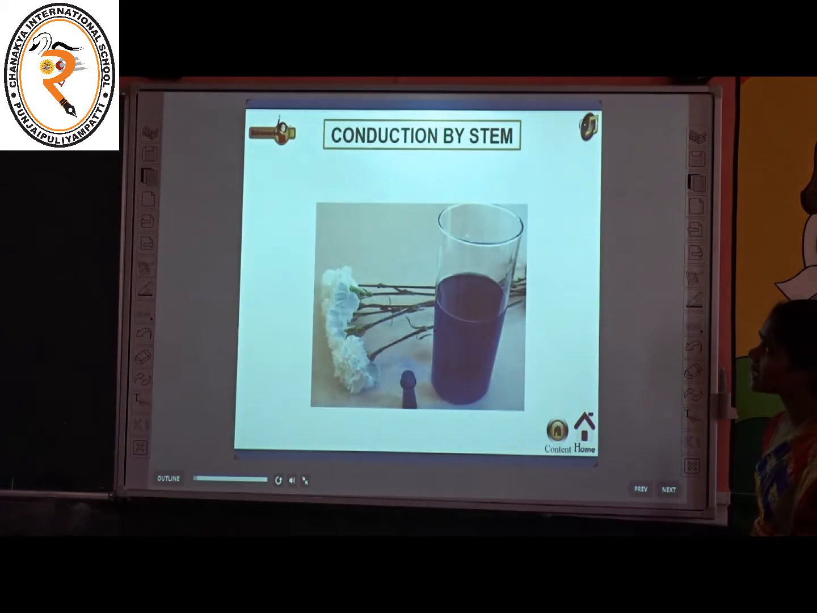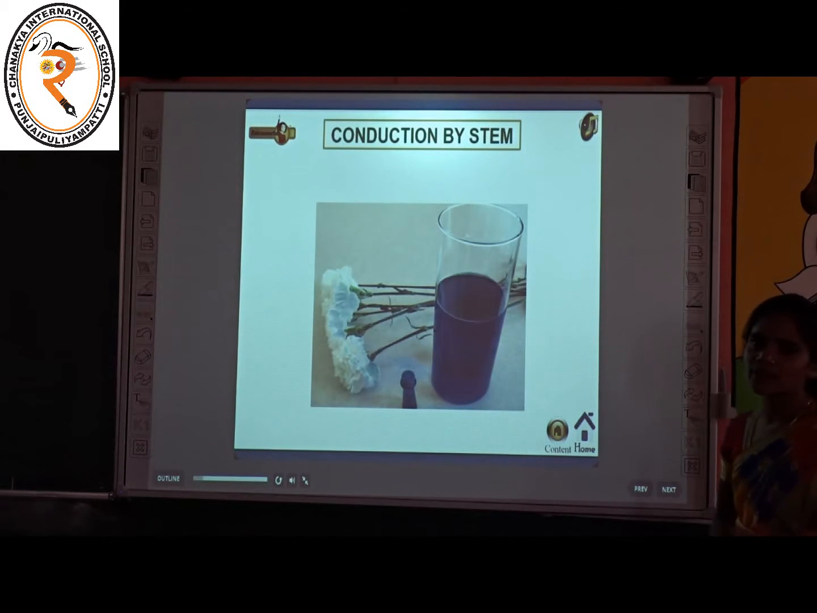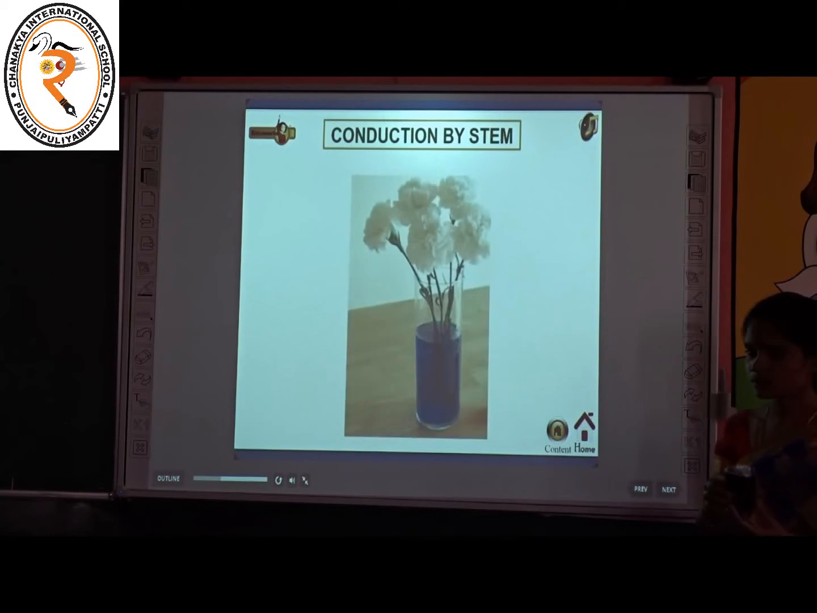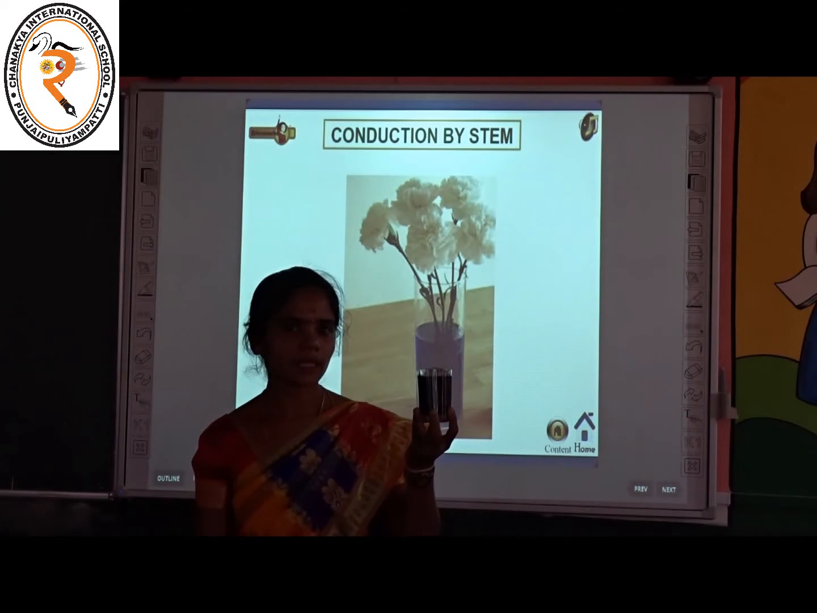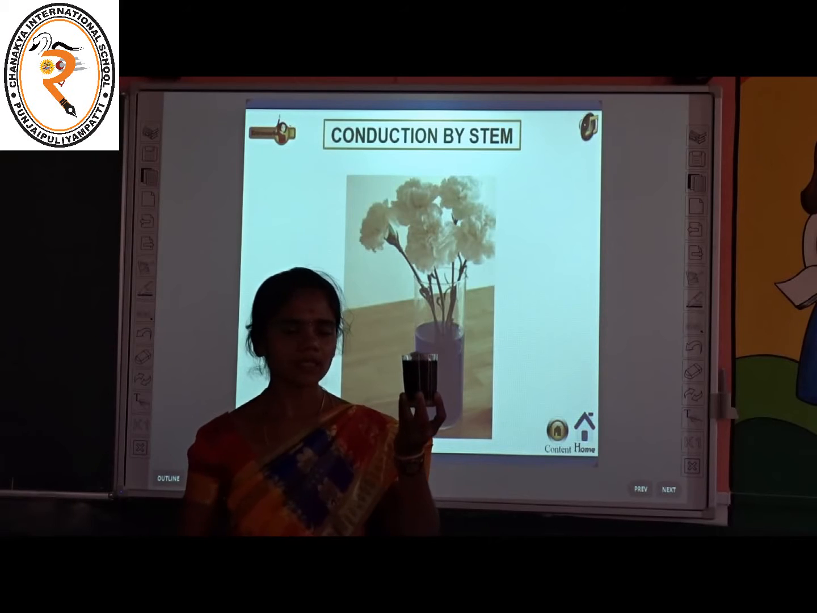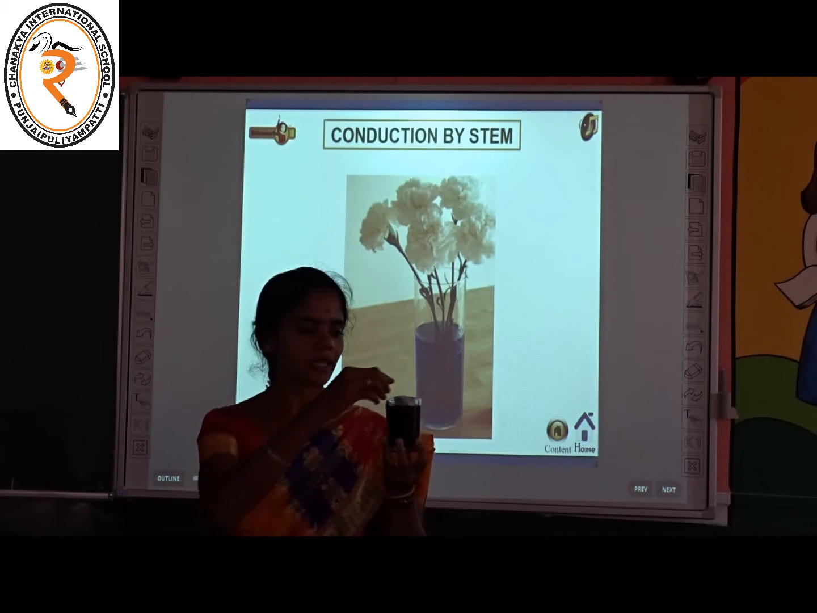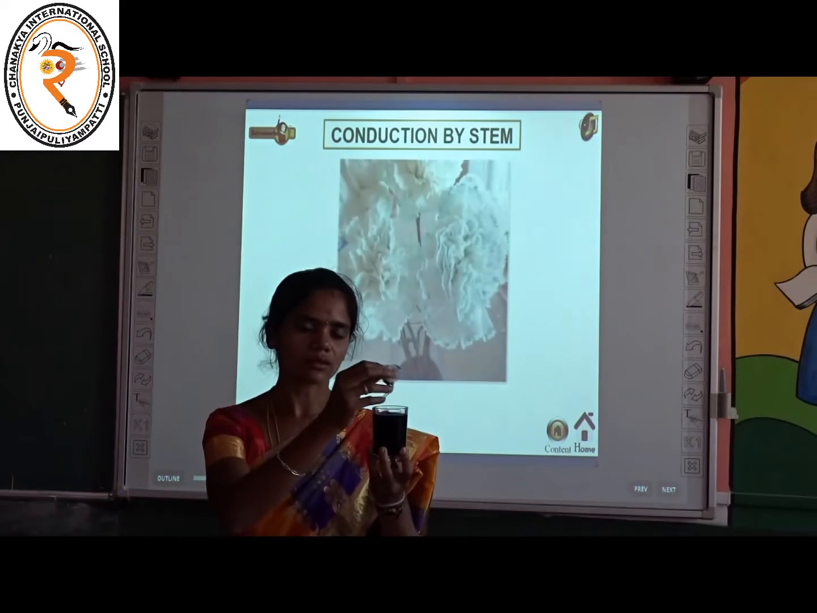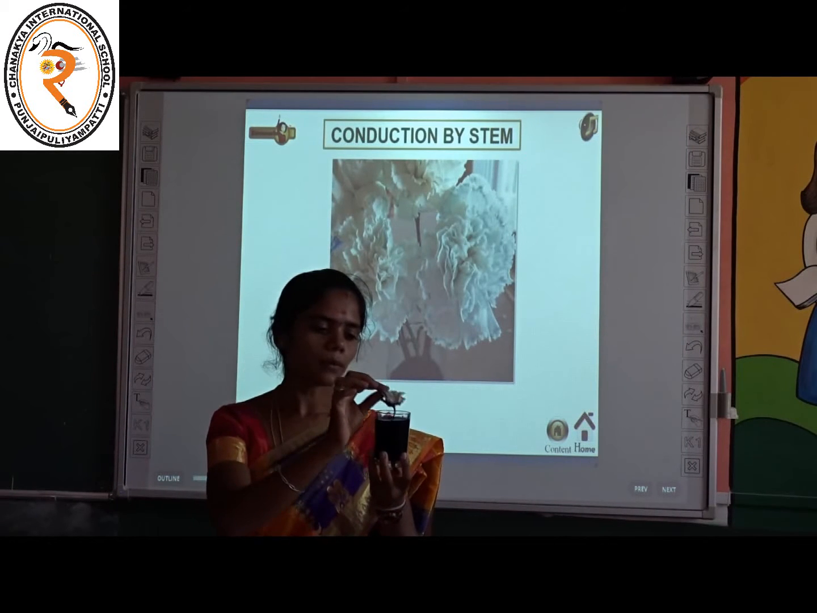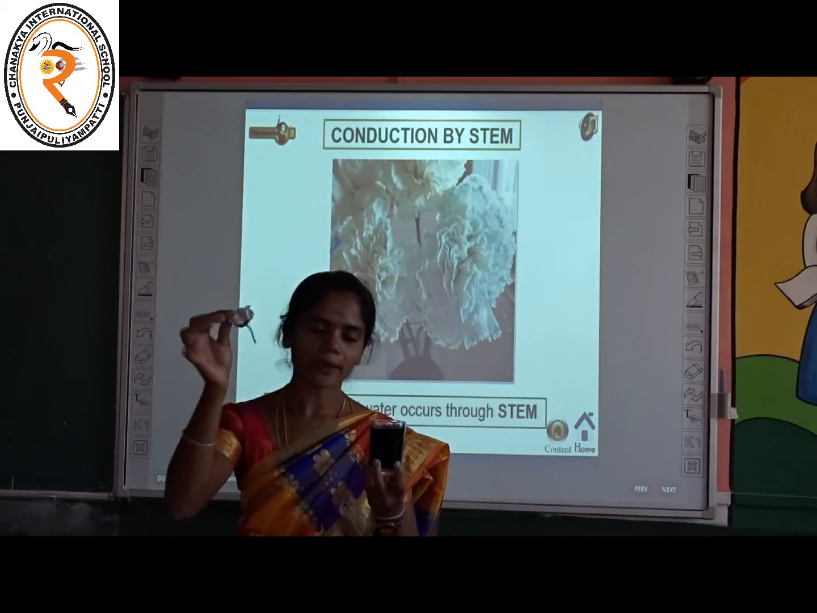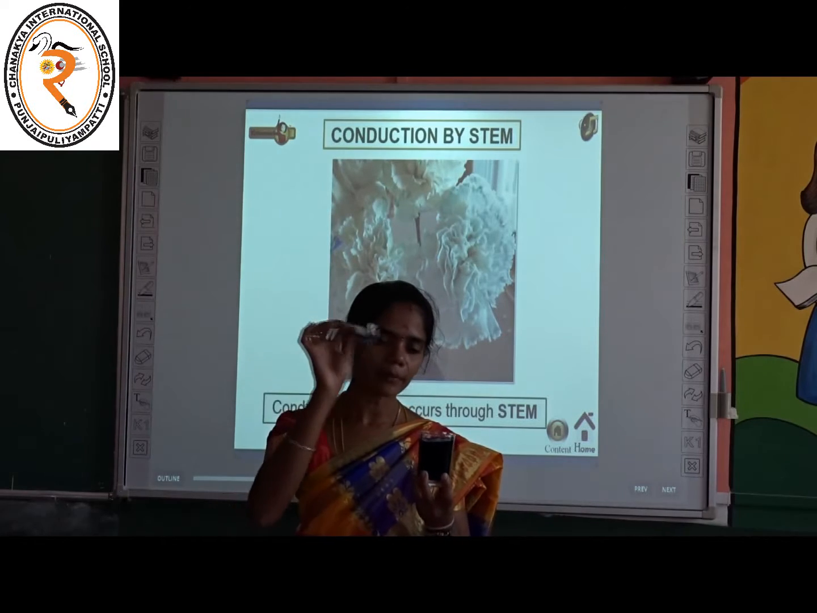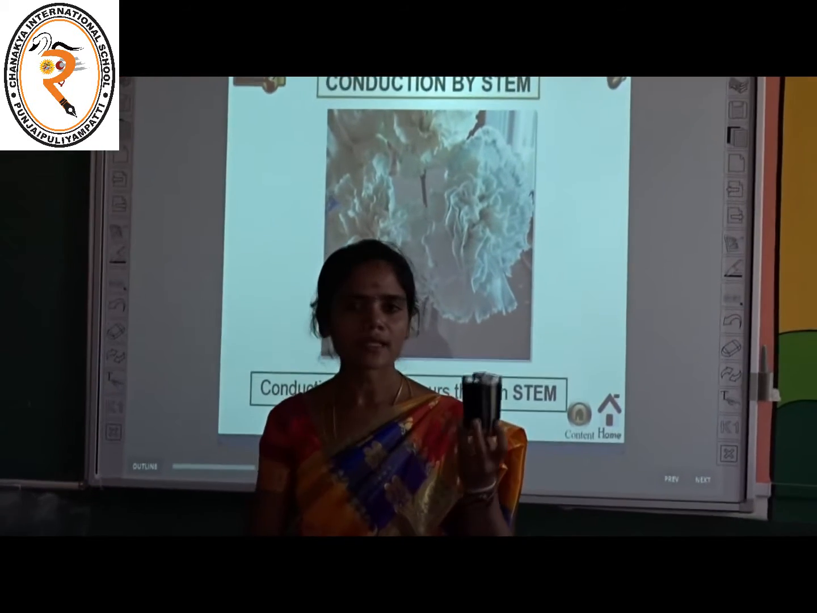And the next one, conduction by stem. It is time for your activity, children. Come, let us do the activity. To do this activity, we need one glass tumbler. Take a glass tumbler and fill it with blue ink or red ink. Take one white flower with a long stem. Keep this white flower inside the blue ink.